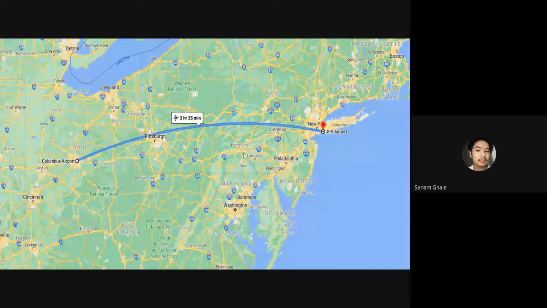Thank you, Abhishek. After we did some of the Columbus City tour, we wanted to have some dessert. So we immediately took a flight from Columbus Airport to JFK Airport in New York. We did some research and found out that Ailey's special cheesecake was the best place to have some dessert. So we went there.